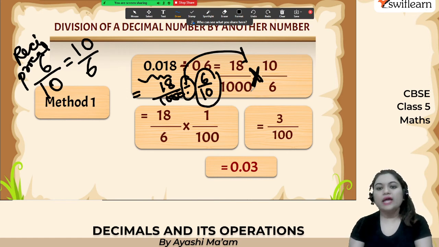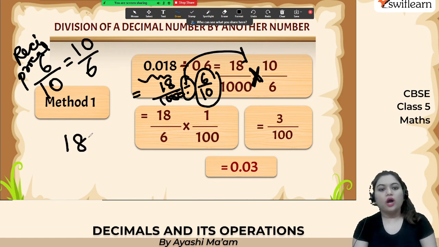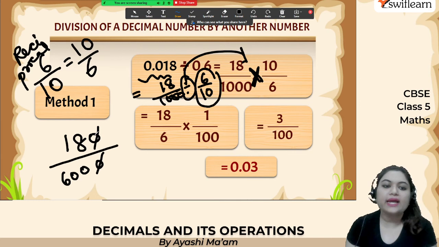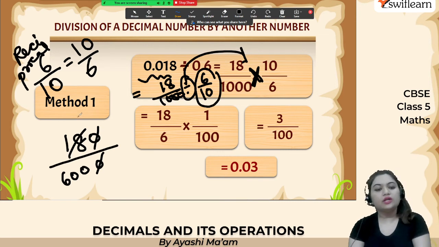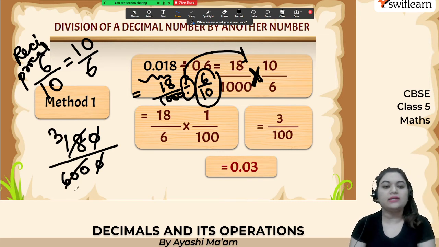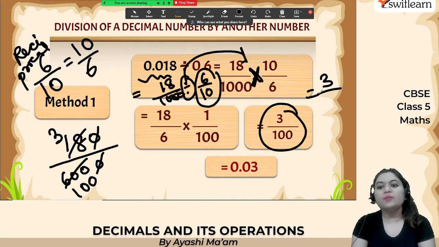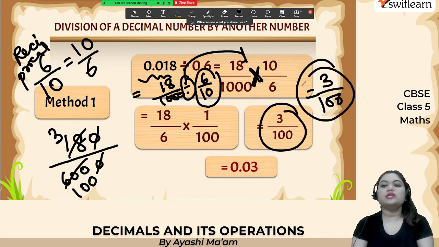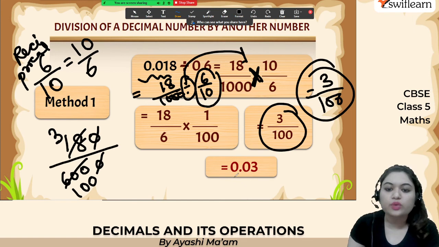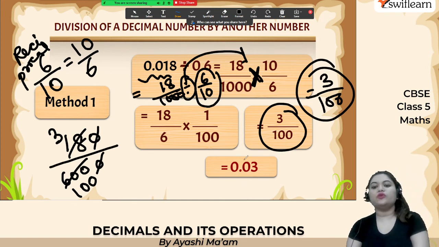Now you can simply multiply, right? So you will get 180 by 1000 into 6, that means 6000. So this 0 will get cancelled, right? And now divide both the numerator and denominator by 6. 6 3s are 18 and hundreds are 600. So here you will have your answer 3 by 100, and 3 by 100 means what? When converted into decimal, you will get 0.03, right?